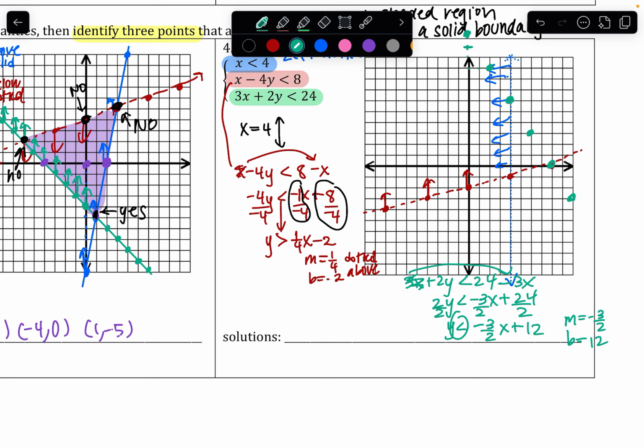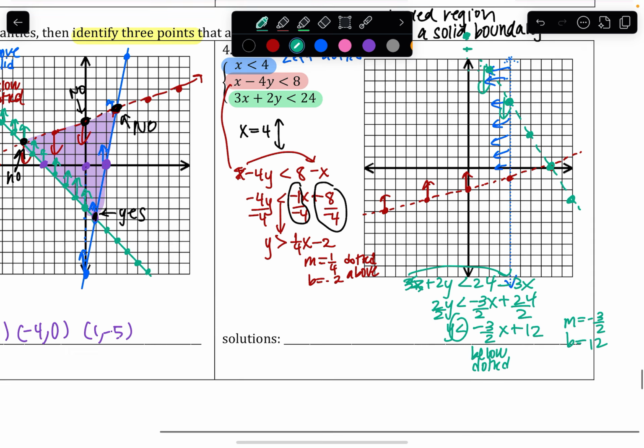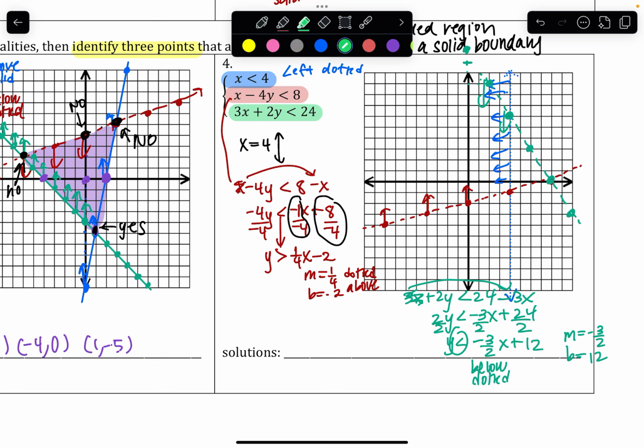And then this is below and dotted. So we would have a dotted line, and we would be shading below these points. Okay, and so that puts our shaded region up here. So stay below the green, to the left of the blue, and above the red.